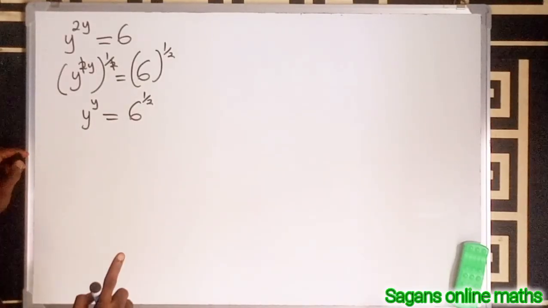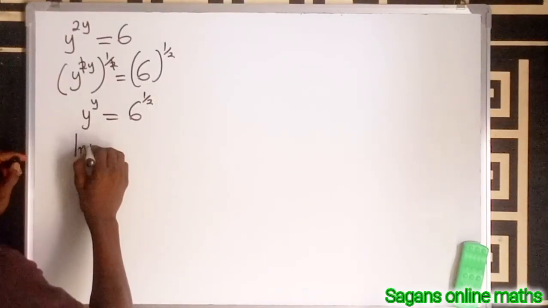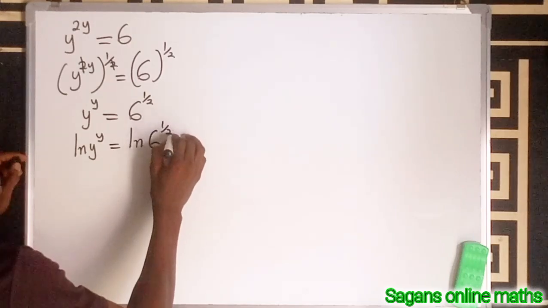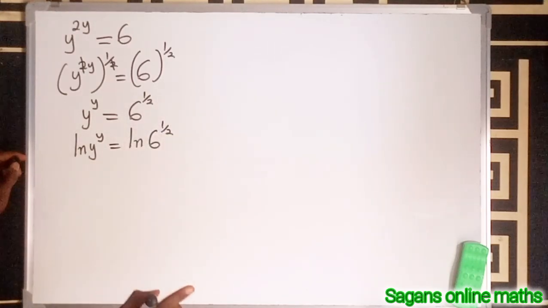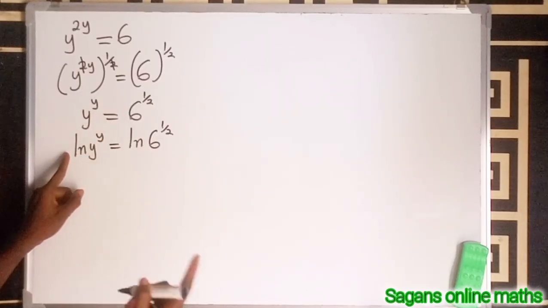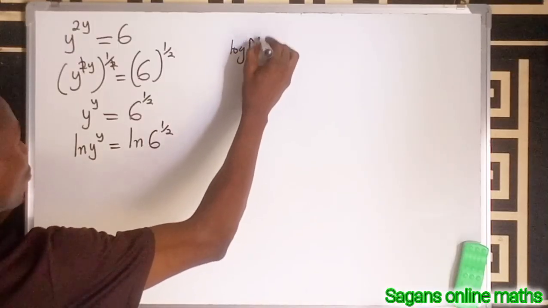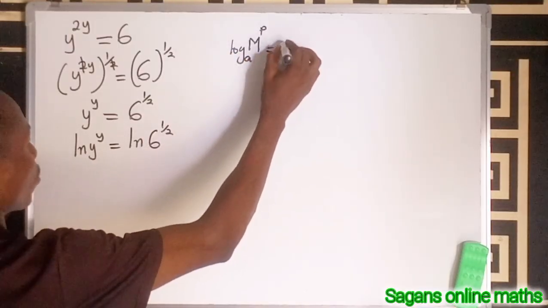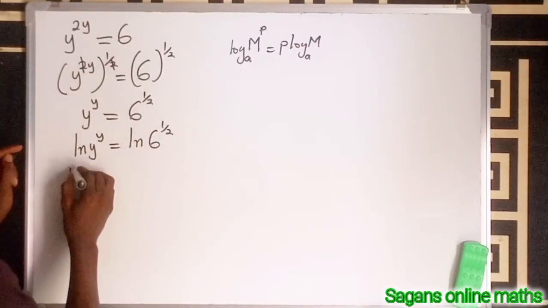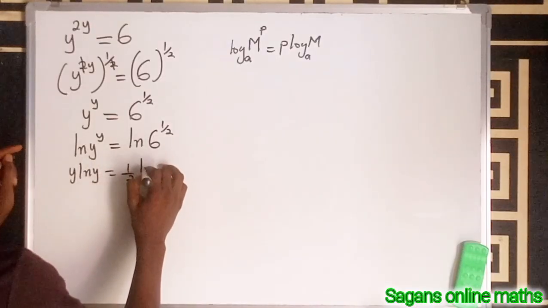Our second step is to take the natural logarithm of both sides. That means ln of y to the power of y is equal to ln of 6 to the power of 1 over 2. By the properties of logarithm, the exponent can go back to multiply the log. That is one of the properties of logarithm: log of m to the power of p, base a, is equal to p multiplied by log of m, base a. So here it becomes y multiplied by ln y is equal to 1 over 2 multiplied by ln 6.